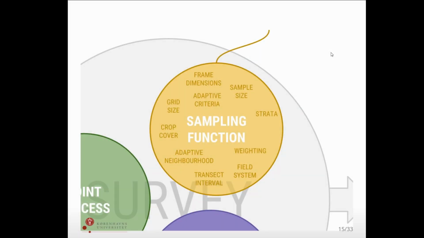Then we have what I call the sampling function. So all the various decisions you make when you're sampling a landscape, unless you have 40 years to survey it all, which would be nice, but not practical in most cases. So, all these decisions: where do you survey? How do you divide up the area? Which units within that do you select?